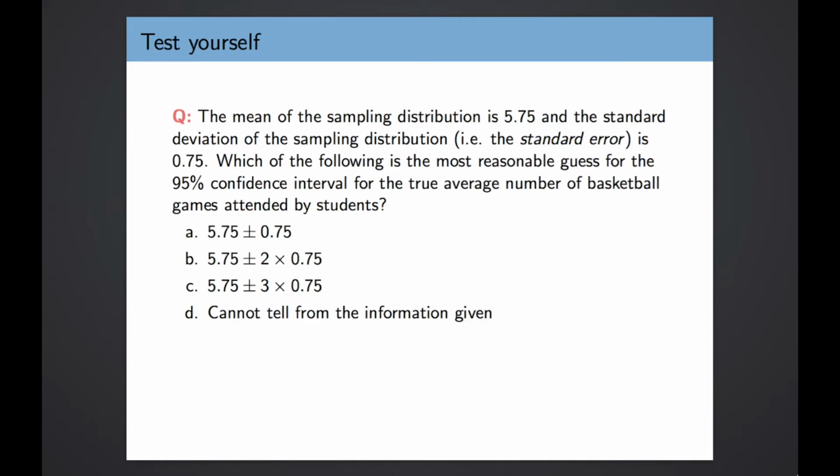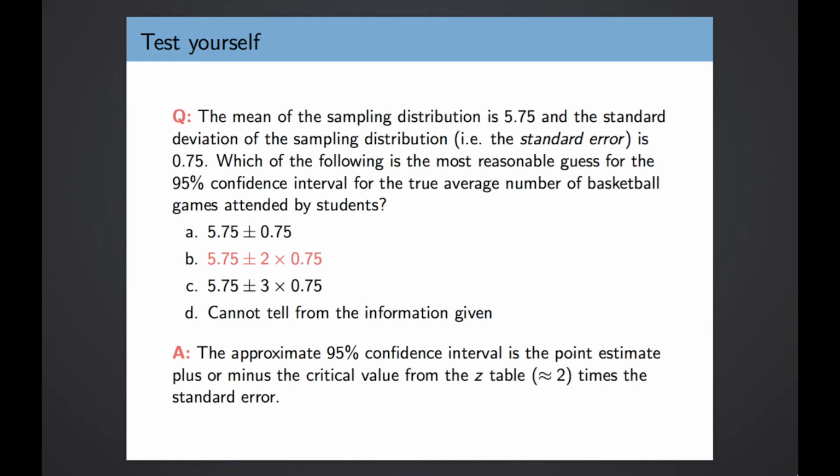So here's a practice question about how we could use a sample drawn from this population data, analyze that sample to give us an estimate of the real population average number of games that these students attended per season. So if the mean of the sampling distribution is 5.75 and the standard deviation of the sampling distribution, or the sampling error, is 0.75, how would we calculate the 95% confidence interval around our estimate of the average number of games attended by students?